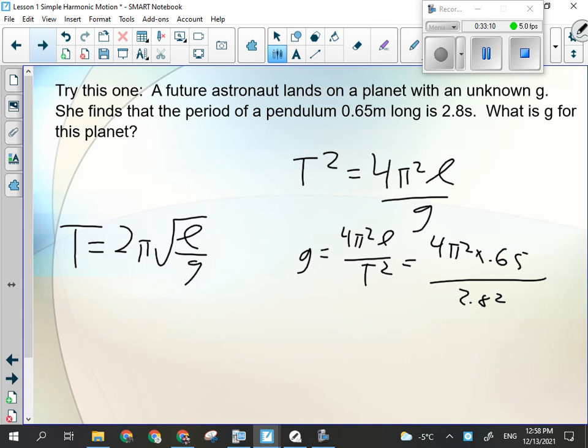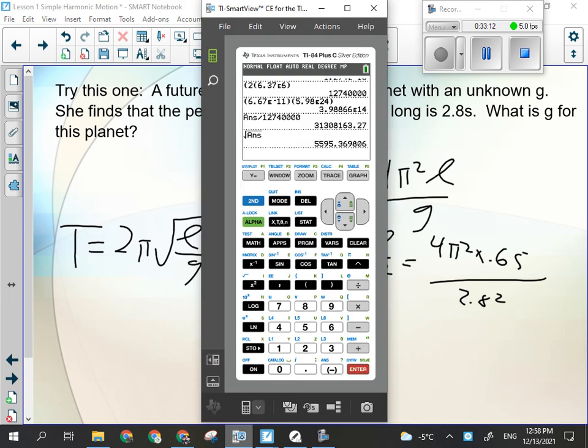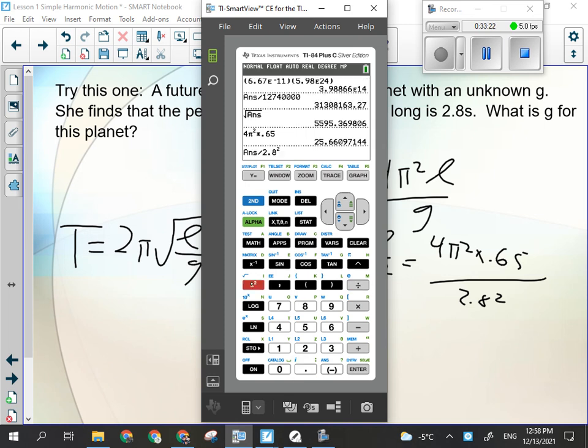Okay, so when we punch that into our calculator, 4 pi squared times 0.65, and then divide that by 2.8 squared, we're looking at 3.27 meters per second squared as the gravitational acceleration, which would make this approximately a Mars-sized planet. Mars would have 1/3 the gravity of Earth. That's roughly 1/3.